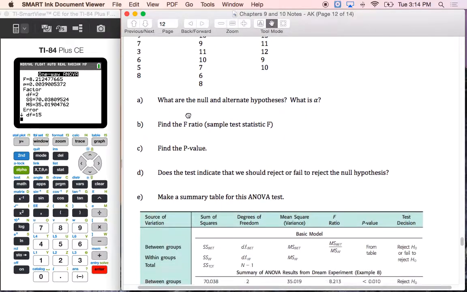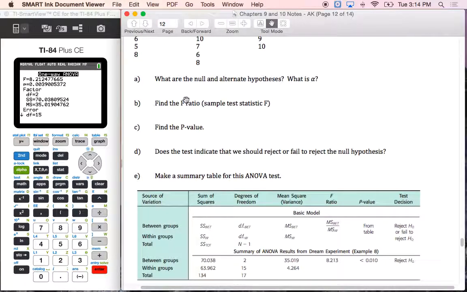So the null and the alternate are always going to be the same for these. We're going to say for the null, all the means are the same. So mu1, mu2, mu3 is equal. For the alternate, you can just write in words too. Not all the means are equal.